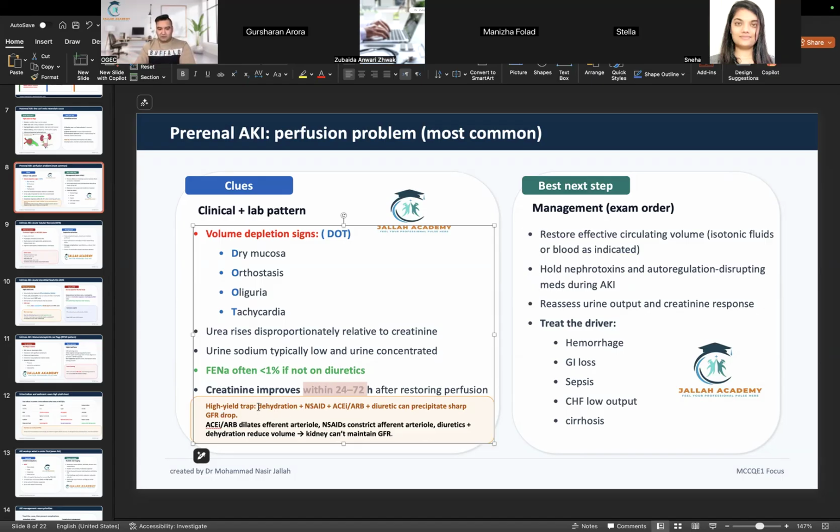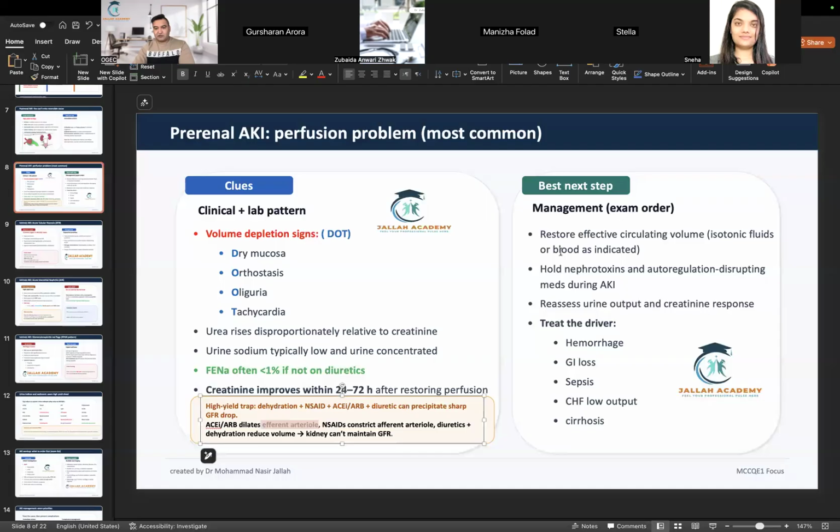So high yield traps, remember: dehydration, non-steroidal anti-inflammatory drugs, ACE inhibitors, and diuretics can precipitate a sharp GFR drop. So the ACE inhibitor, what it does, I just mentioned it. Remember, it's very important. It dilates the efferent arterioles, okay? And if the patient is on a non-steroidal anti-inflammatory drug, it can cause constriction of the afferent arteriole. Again, this might be in the exam. And the patient is on diuretics, so the dehydration reduces the volume, and the kidney cannot maintain the GFR. And that's why pre-renal acute kidney injury happens.